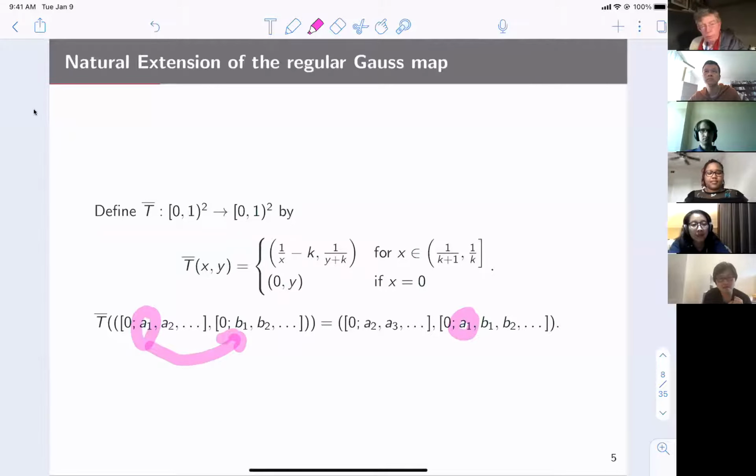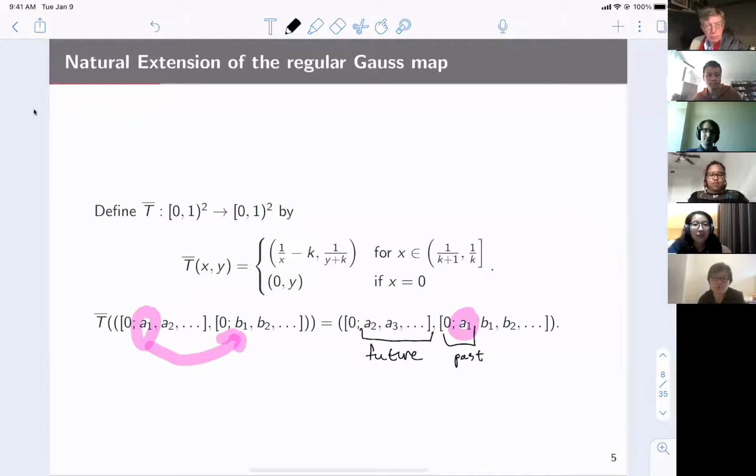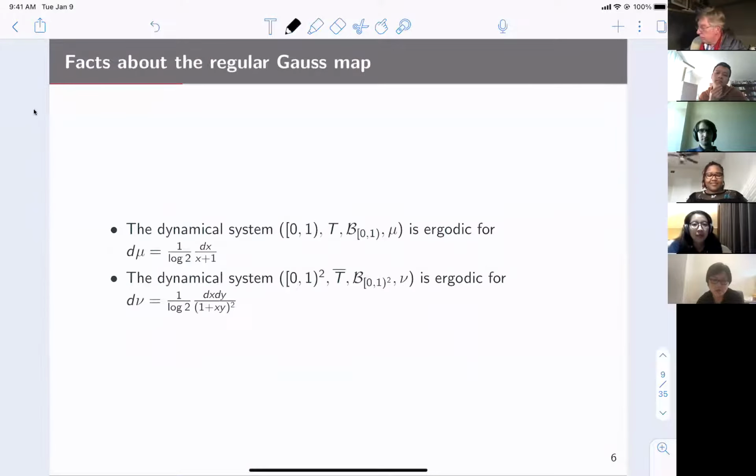So we kind of think of this as your non-standard, it's not the Rohlen way of defining the natural extension, but this we think of as the future, and this part as the past of x. And that's kind of in the continued fraction world, a standard way of defining these maps. And the dynamical system for both of these is ergodic. We get the standard Gauss measure, which is dx over x plus 1.